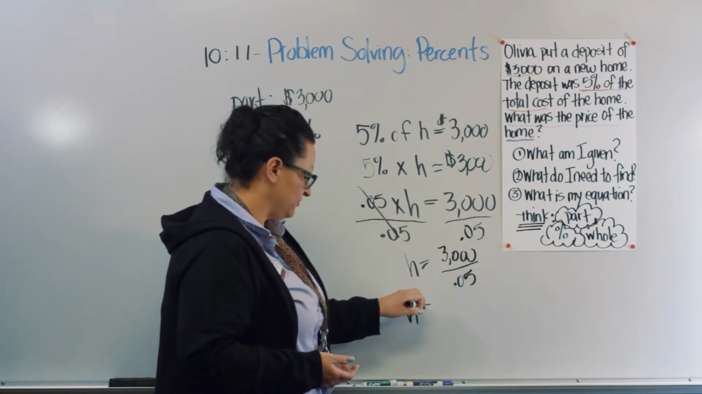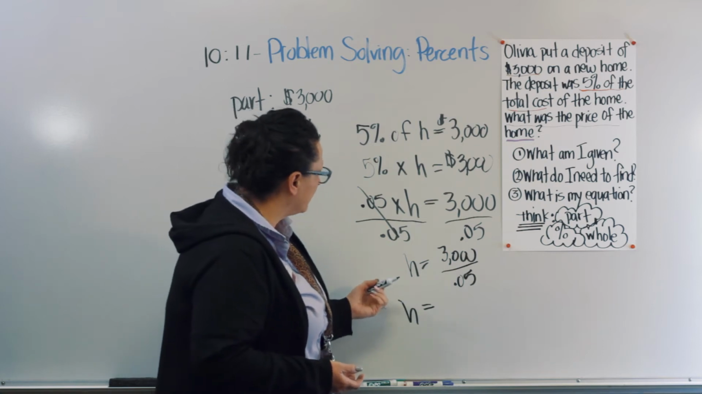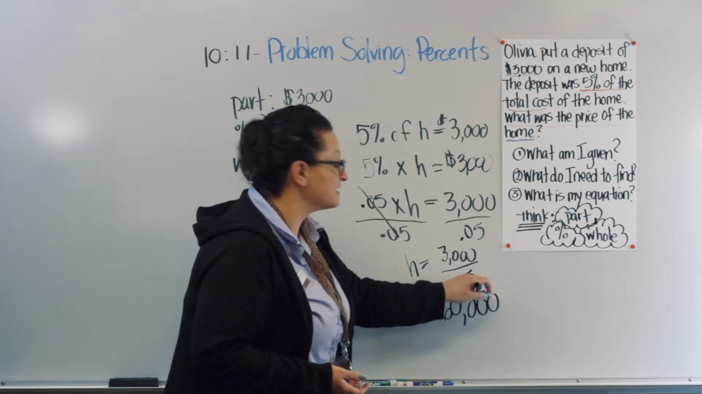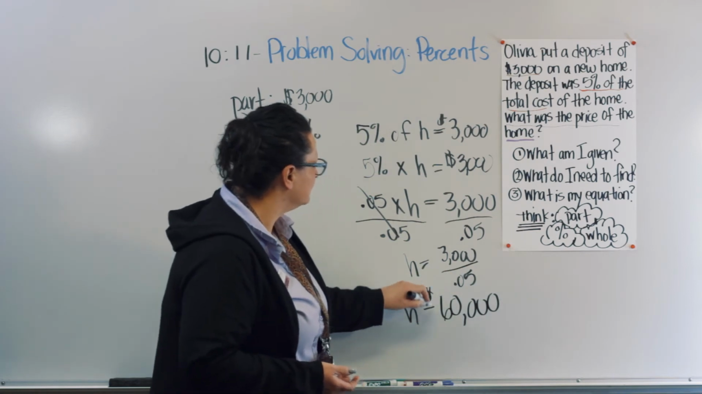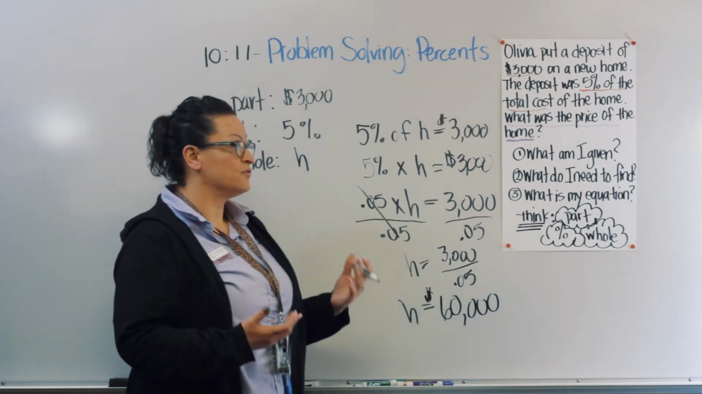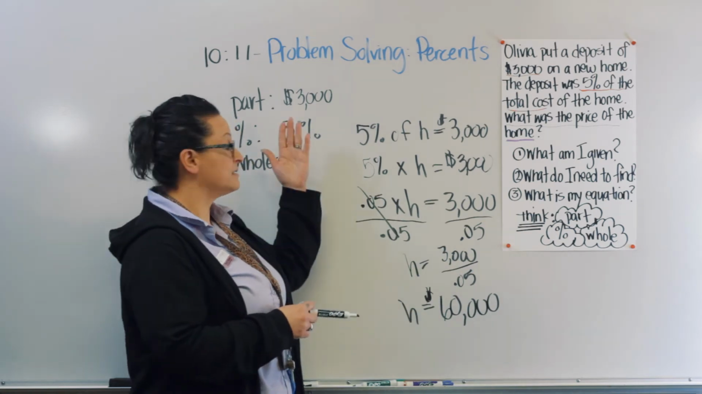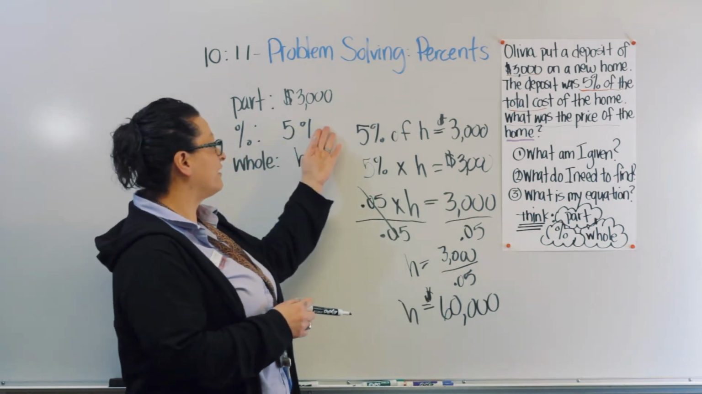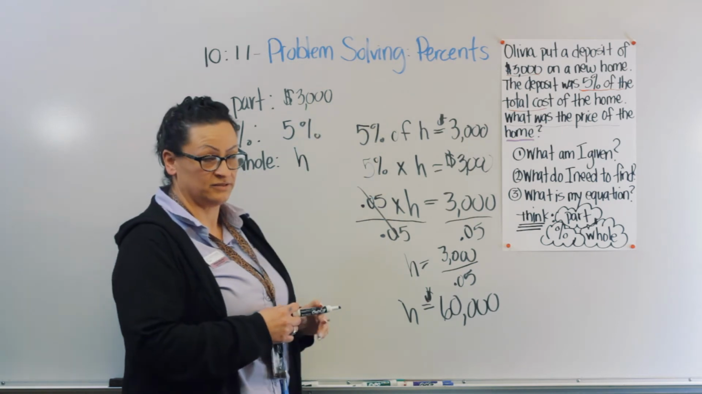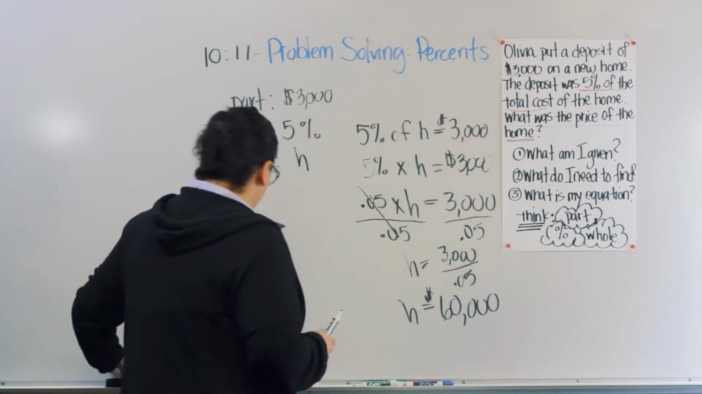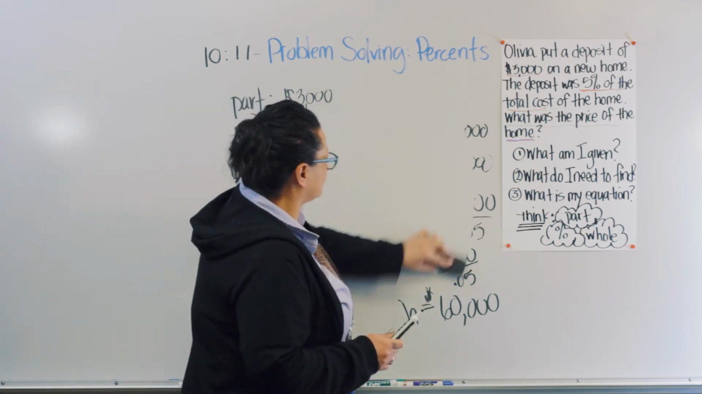And if you guys used your calculator, which it's okay to use a calculator, you guys would get 60,000. So now we know that 60,000 is the total cost of the house, that she put 5% down, which was $3,000, okay? So we found the whole, okay? So that's the first part.